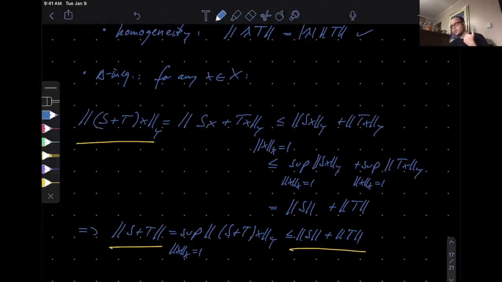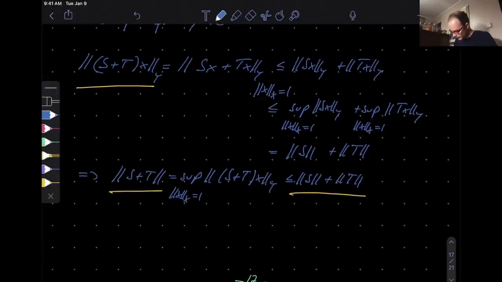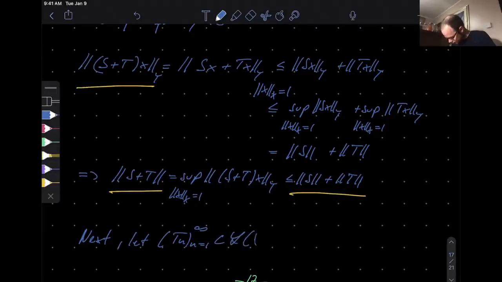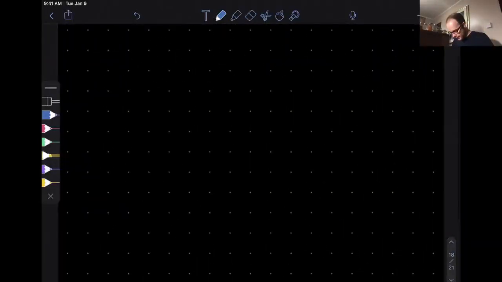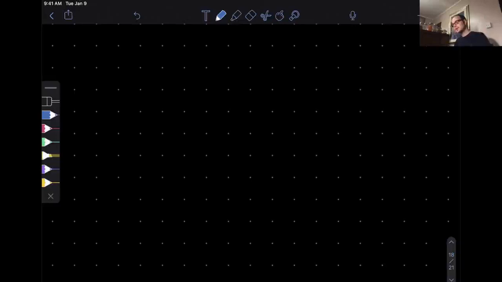So now the first part is done. Now the second part, we have to show something about Cauchy sequences being convergent, aka the completeness. Okay, so next, let T_n, a sequence of linear transformations, be a Cauchy sequence. Now I have to show that this thing has a limit, which itself then is a bounded linear transformation.